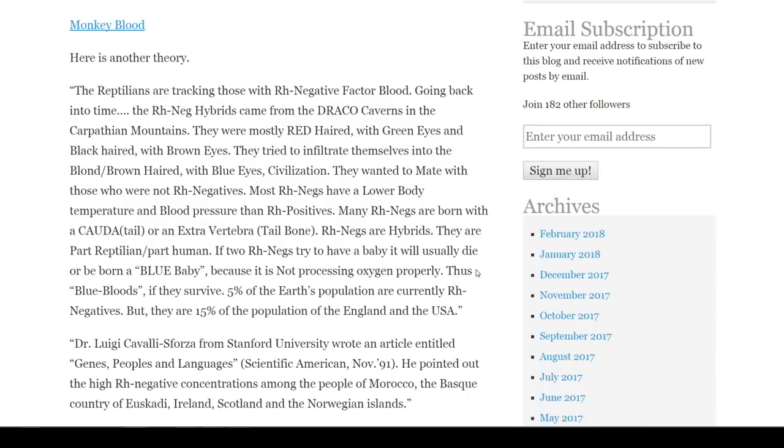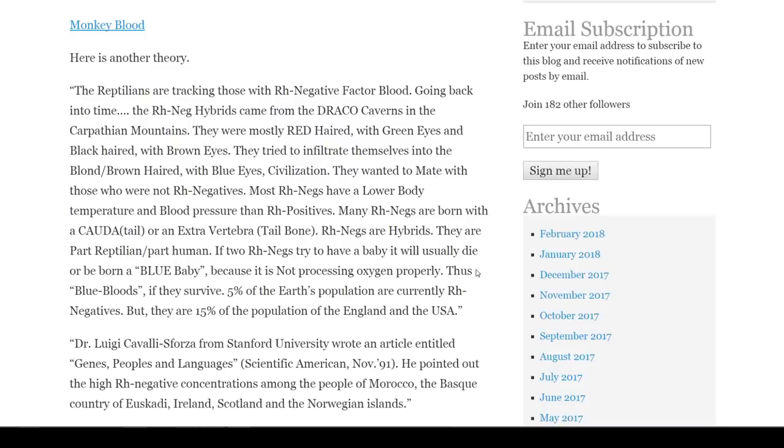Thus, blue bloods, if they survive. 5% of the Earth's population are currently Rh negatives, but it's 15% of the population of England and the US. Rh negative concentrations among the people of Morocco, the Basque, Ireland, Scotland, and the Norwegian islands. And the only one among these that still speak their Neolithic language are the Basque.